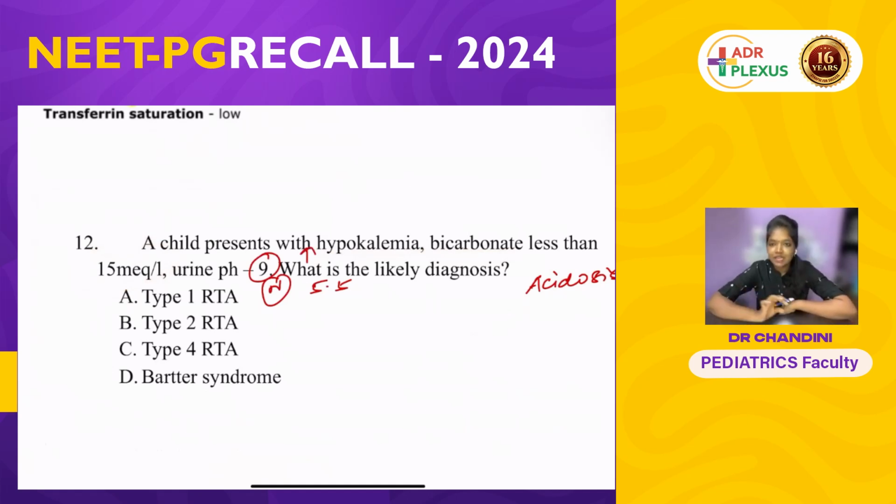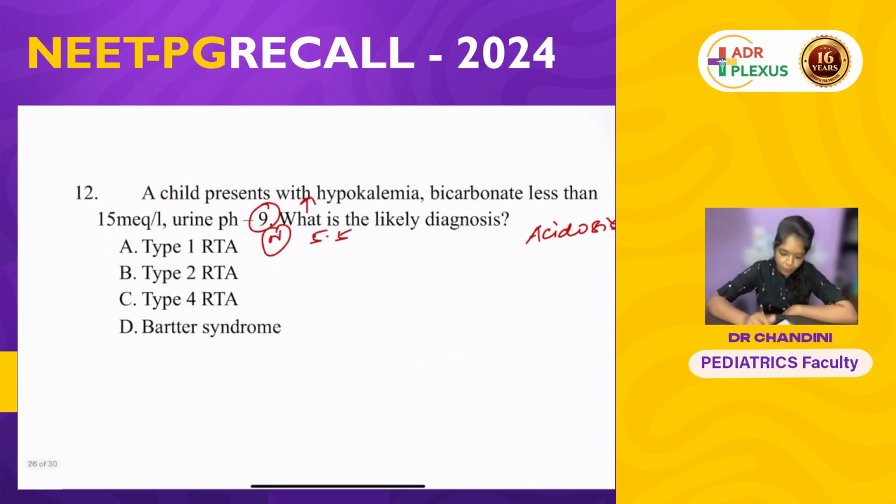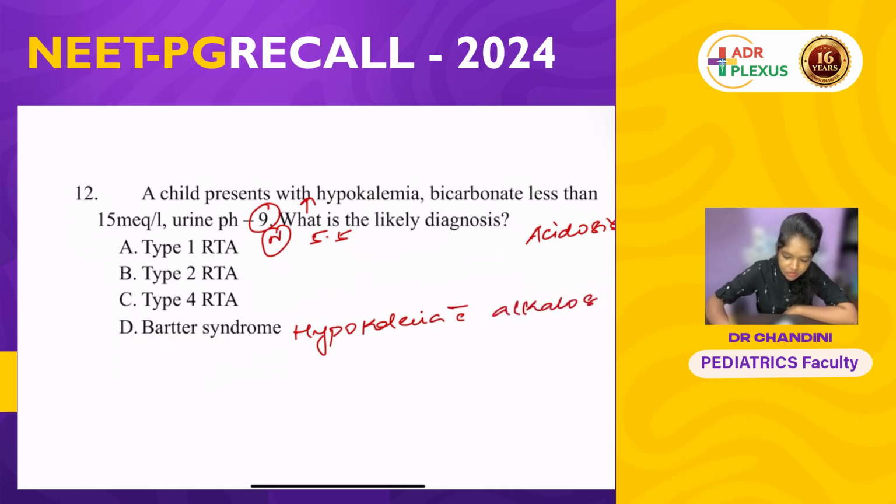So what is the likely diagnosis? We'll go from below. Is it Bartter syndrome? It cannot be Bartter syndrome because in Bartter syndrome you will have hypokalemia with alkalosis, not acidosis. So Bartter is ruled out. Type 4 RTA? No. Hyperkalemia is a characteristic feature of type 4 RTA, so that is also ruled out because here we have hypokalemia.